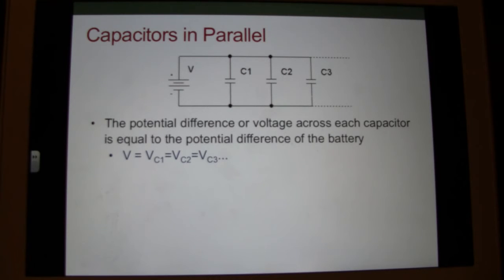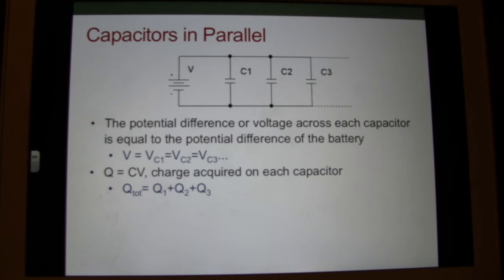As soon as a complete circuit is constructed, current and charge begin to flow. Note that because there are several paths for the charge to flow, the current or the charge splits up into each of the 3 different paths. So the total charge that leaves the battery, Q total, is equal to Q1 plus Q2 plus Q3, or the sum of the charges across each of the capacitors.